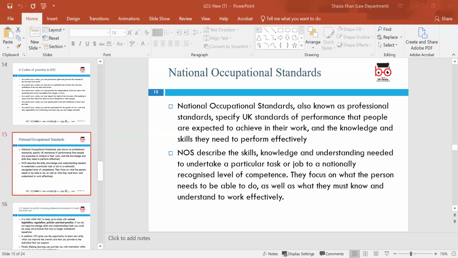The next one is National Occupational Standards in Health and Social Care. Has anyone got any questions before we carry on?